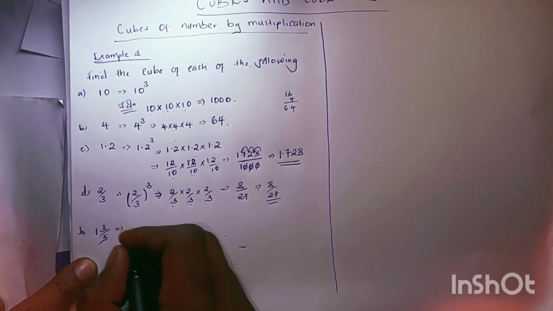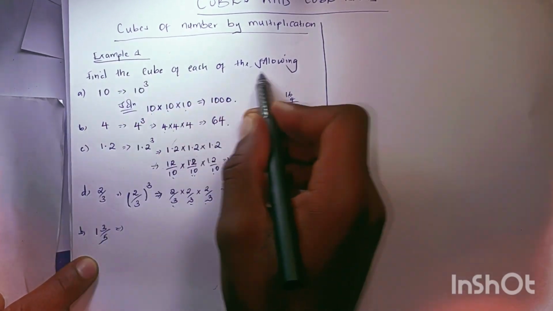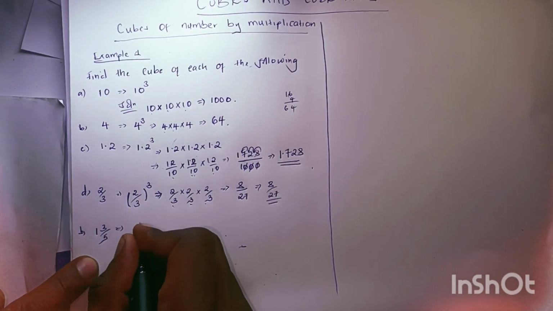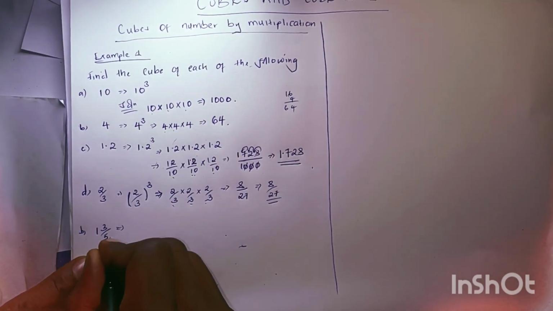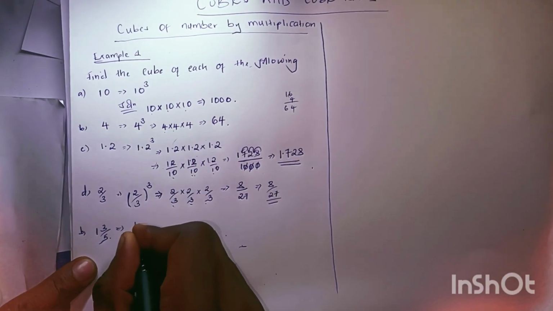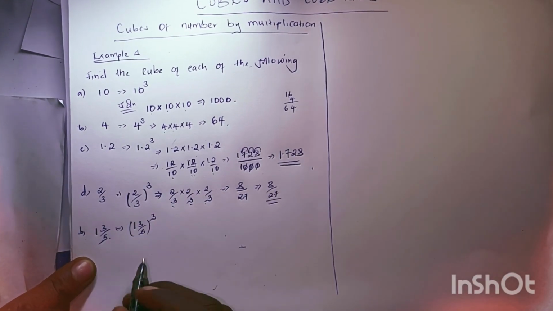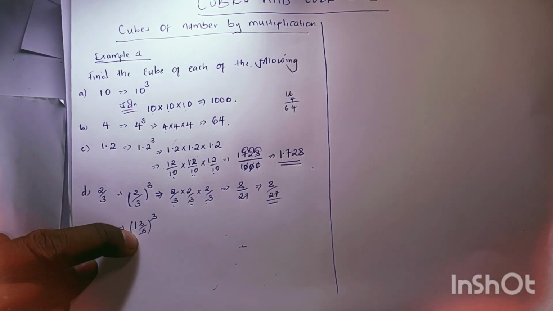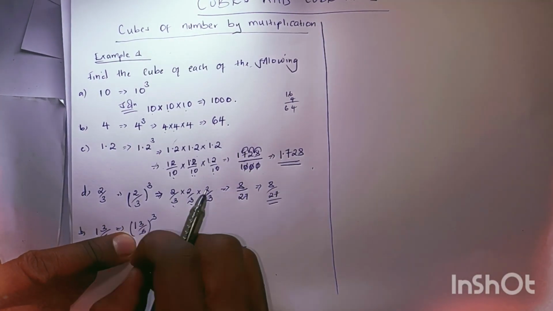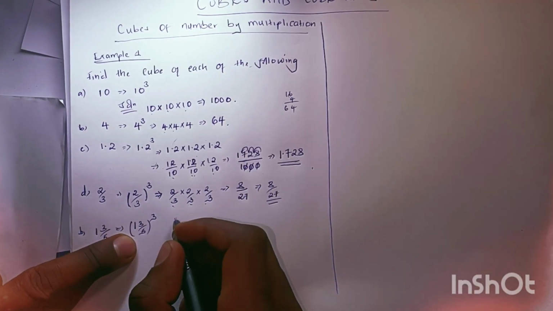I have not written the question. They say, find the cube of each of the following. I'll have to write 1 and 3 over 5. Then I do what we call a cube. It is difficult to do a cube of this one without converting into a proper fraction.